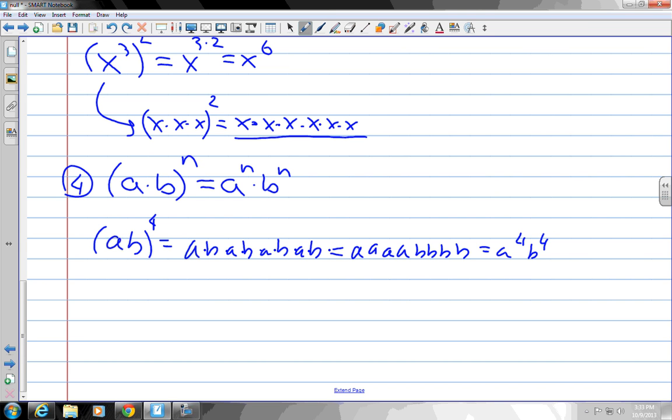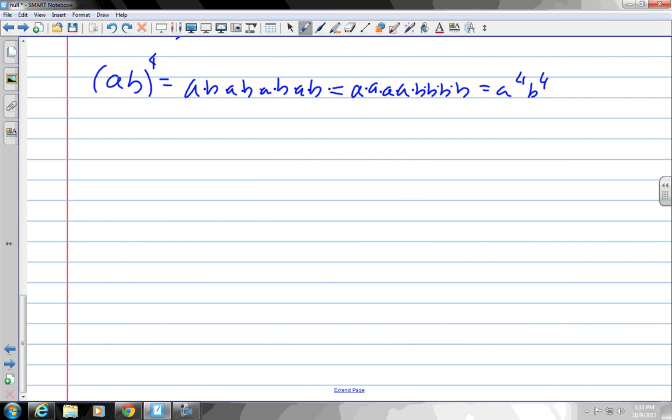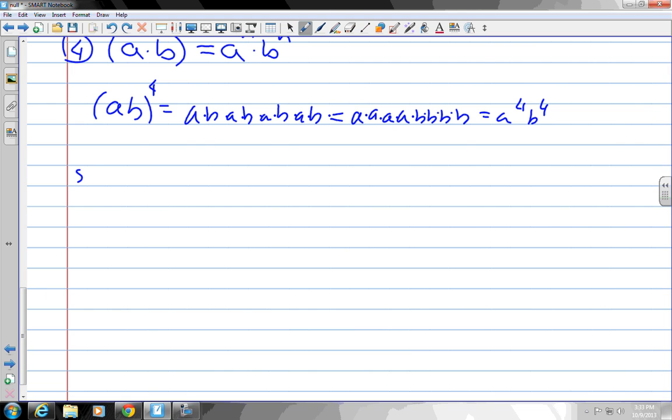No, ab is a times b, that's 2. But again, those are just little ways to see why those rules apply, not official proofs. Of course, you're not going to be writing that out. You're just going to say, well, it's a to the 4th, b to the 4th. And the same thing goes for the division. If I have a over b, so that's rule number 5, a over b to the power n, this is the same as a to the power n over b to the power n, like that.